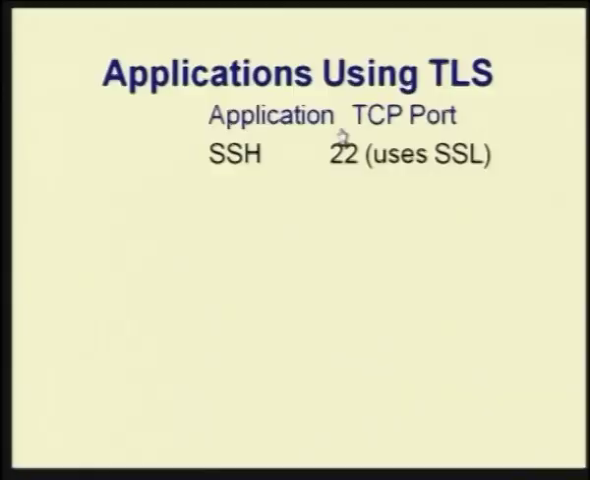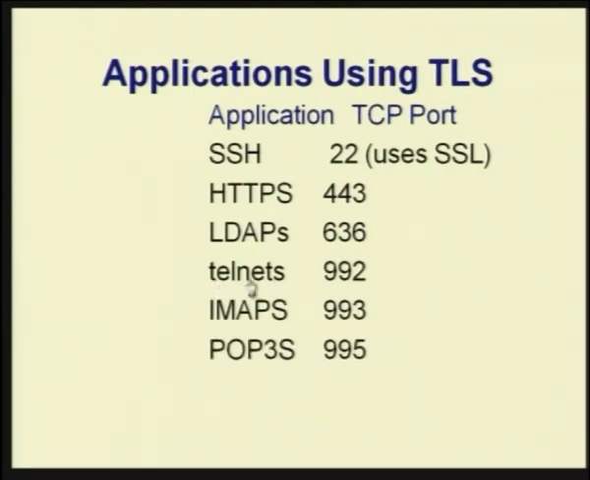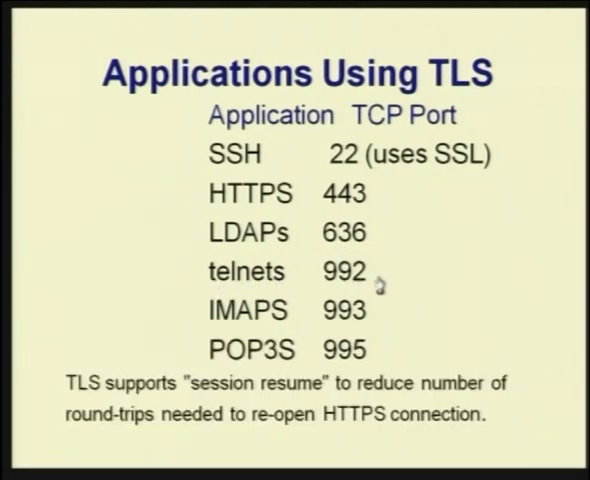Okay. And if you look at applications which are using TLS, they obviously use a different port number other than the normal TCP port that they would use. We have the secure shell which uses the port number 22 which uses SSL directly. Then you have HTTPS, which uses TLS; HTTPS stands for the HTTP protocol which is secure. So, the HTTPS protocol uses port number 443. Similarly, LDAP-S uses 636. Telnet-S, a secure version of Telnet, uses 992. IMAP-S and POP3-S use 993 and 995. Okay.